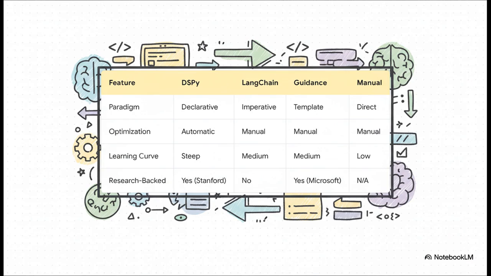This table really lays it all out. Look at that optimization row. That's the killer feature. Everything else is manual. But also, look at the paradigm row. Tools like LangChain are imperative. You tell them exactly what to do step by step. DSPy is declarative. You just tell it the end result you want. But that power comes at a price, and you can see it right there, a steeper learning curve.